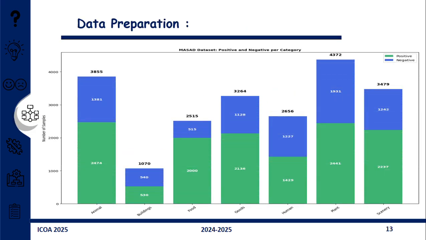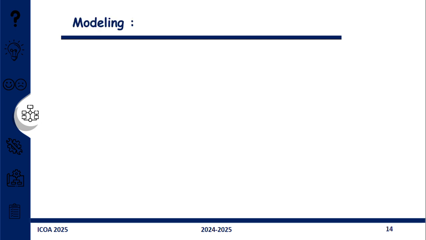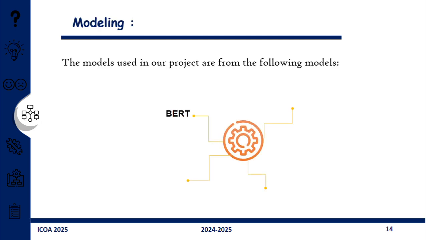In our model we use the dataset, whose target sentiment is positive and negative. There are two targets and for categories there are 7 categories. First, animal, building, food, goods, human, plant, and scenery. In our project we use 4 models. First is BERT, bidirectional encoder representations from transformers. Second is DistilBERT. Third is MobileNet, and finally EfficientNet.